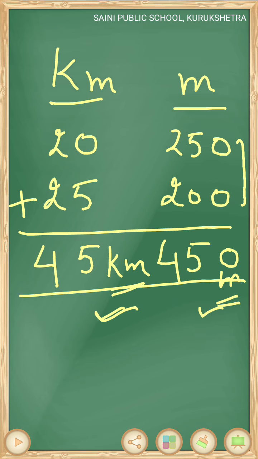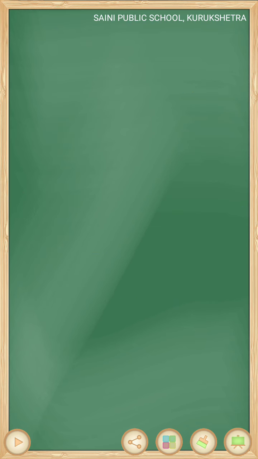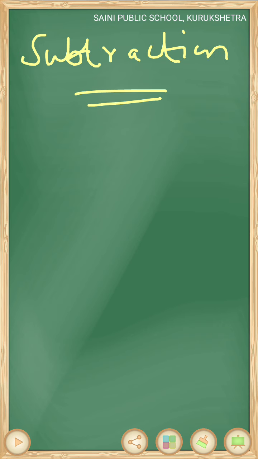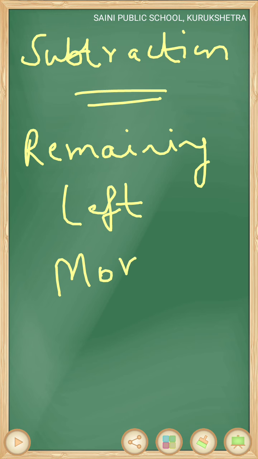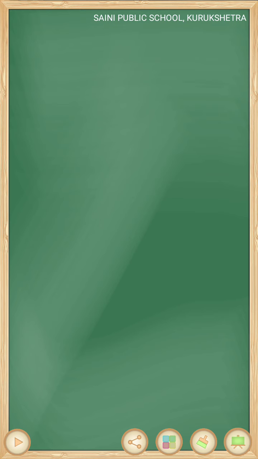Now let us discuss another problem. Now we will discuss some subtraction problems. There are some keywords in subtraction like remaining, left, more. These are keywords which tell us that the question is all about subtraction, that we have to perform subtraction. Let us discuss with the help of an example.